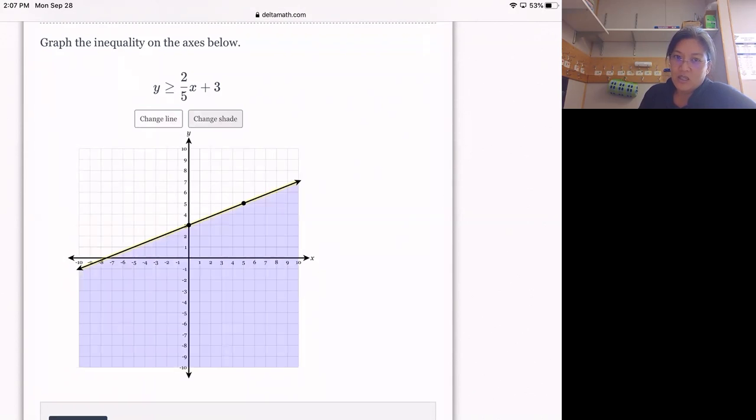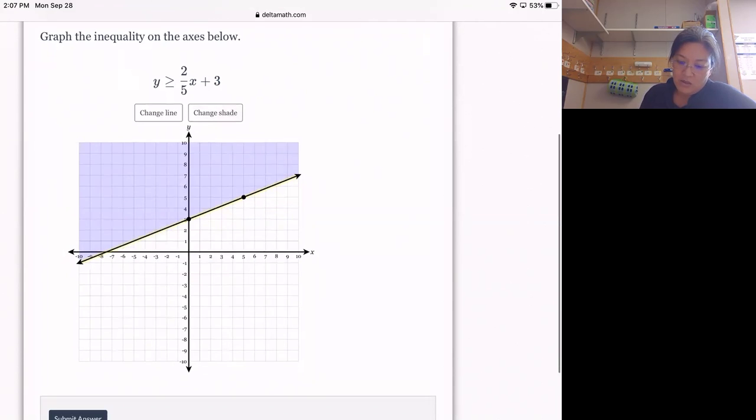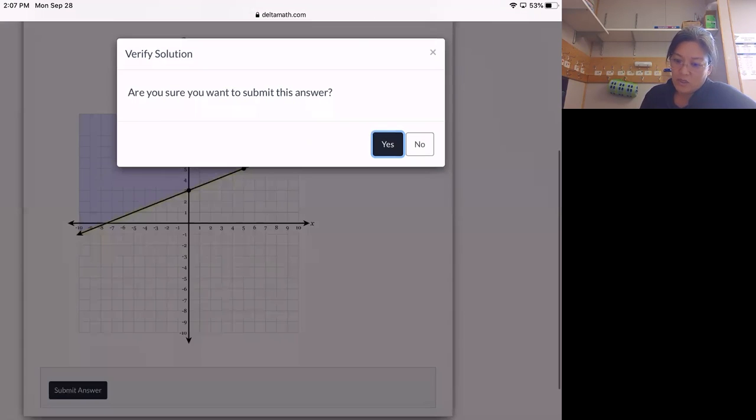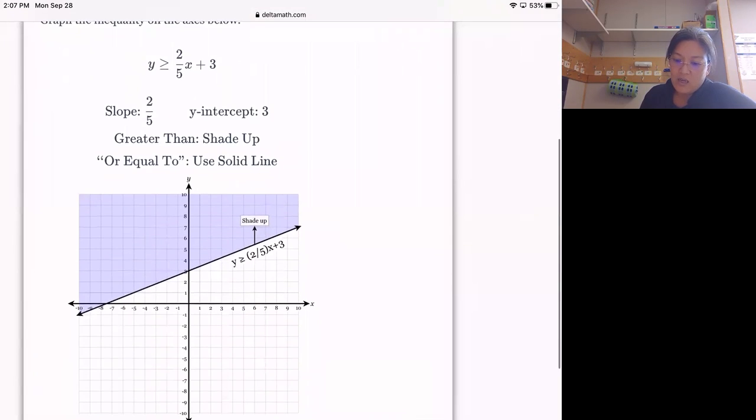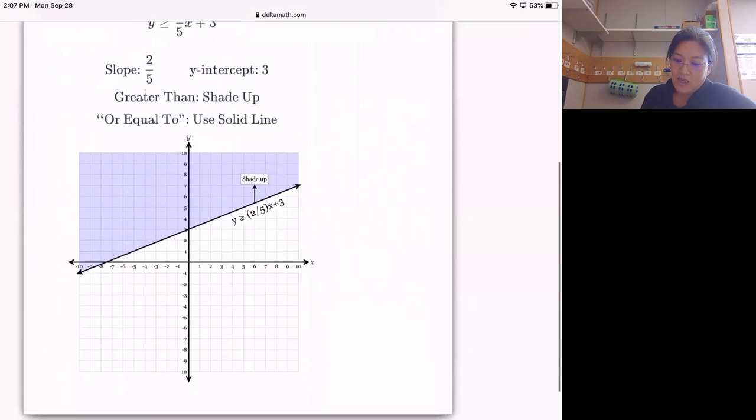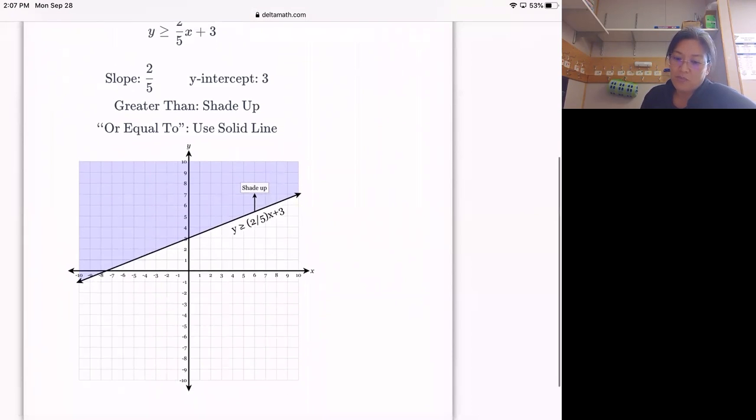So I'm going to click shade. Now this one's shading below, but we already said that 0, 0 isn't true. So we need to shade on the other. So if we click shade again, now it shades it above. So then I'm going to go down, submit my answer, click yes, and I did get it correct. So greater than is shade up, or equal to means use the solid line. So that's exactly what we just talked about.